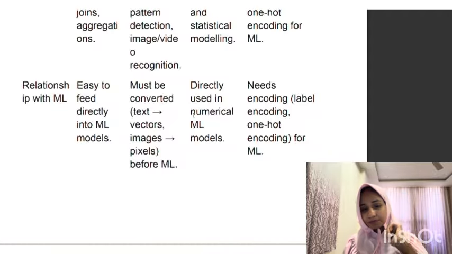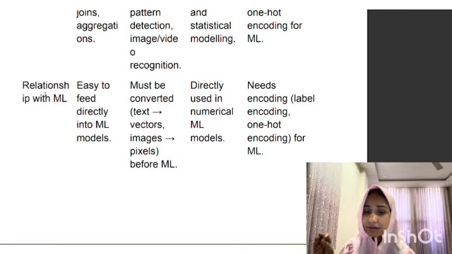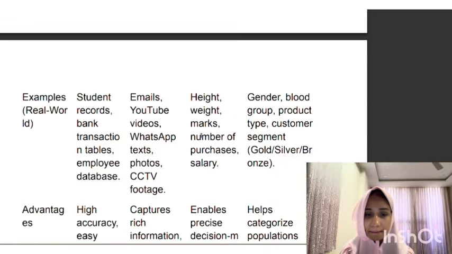Must be converted. We need to convert text into vectors, images into pixels before ML. Directly used in numerical ML models. Need encoding like label encoding, one-hot encoding for ML. So we can directly feed into ML models because it is in tables and raw data form. Now text needs to be converted into vectors, so these have to be converted before putting it in ML. Directly used in numerical ML models. And needs encoding like label encoding, one-hot encoding for ML.